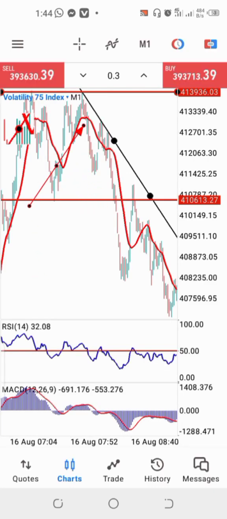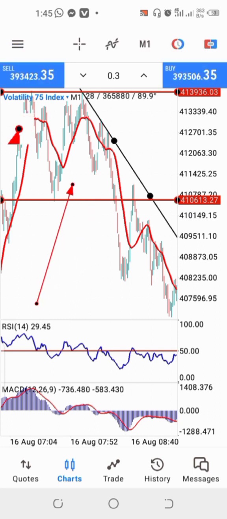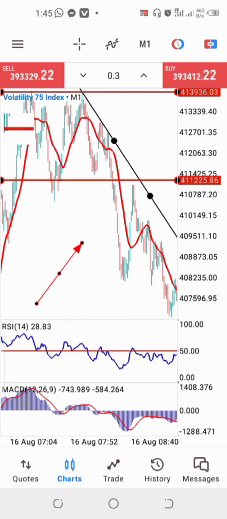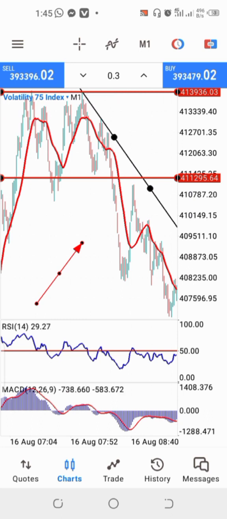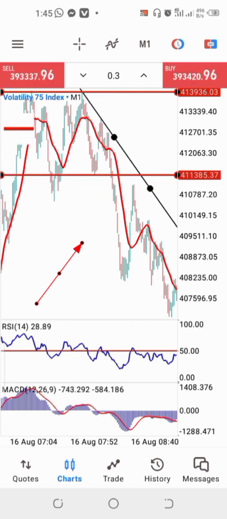Between this first and second touch, I want you to observe that there is a base, or a low, in between this 1-2 touch. This is the low in between the touch. So you move this horizontal line to touch the base, just at this point. This is the 1-2 touch, and this is the base.